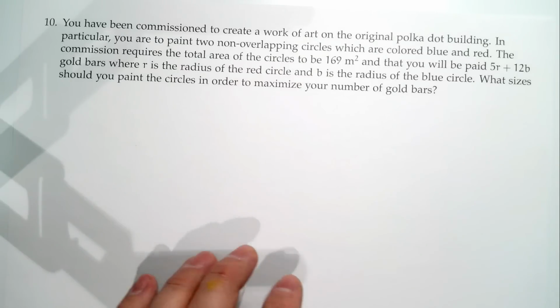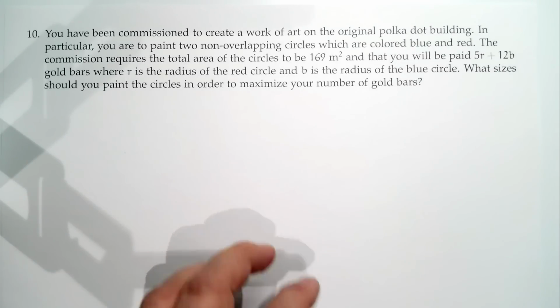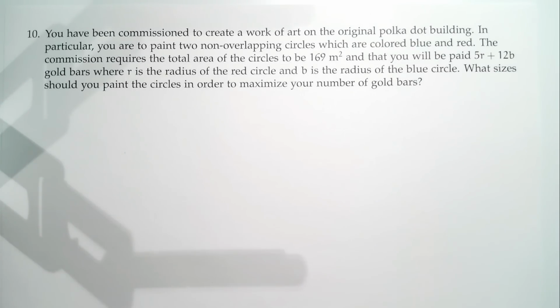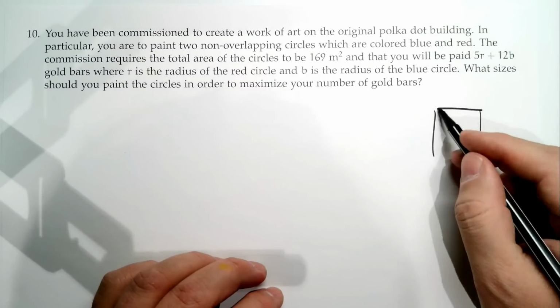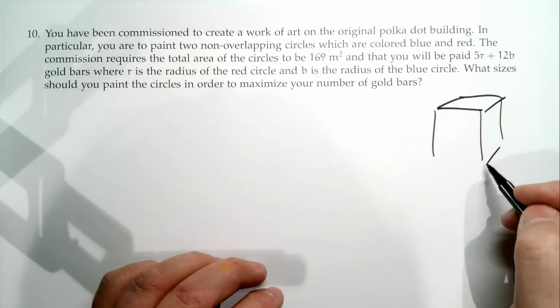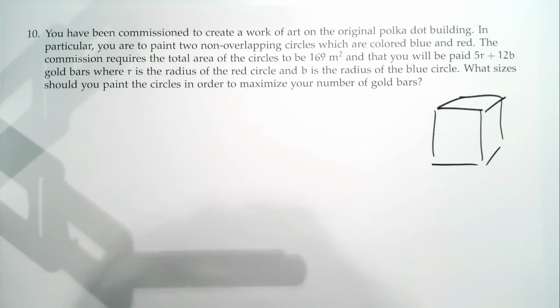You have been commissioned to create a work of art on the original polka dot building. In particular, you are to paint 2 non-overlapping circles which are colored blue and red. All right, so we've got some big building here. So we'll draw ourselves a little picture. Here's our building, and we're going to paint 2 circles.